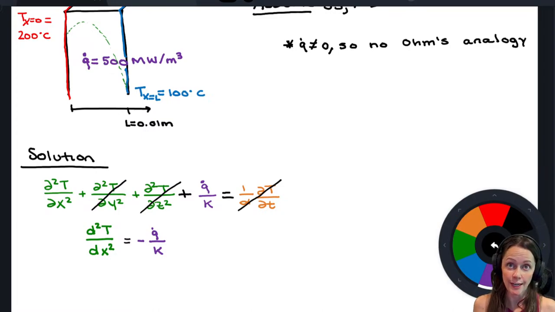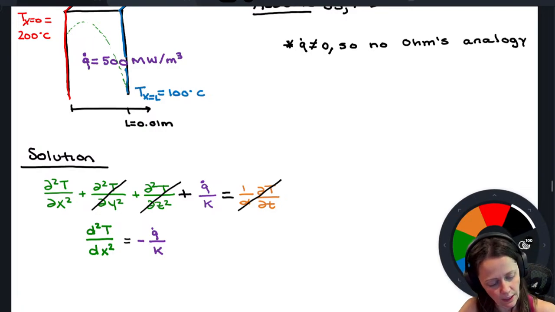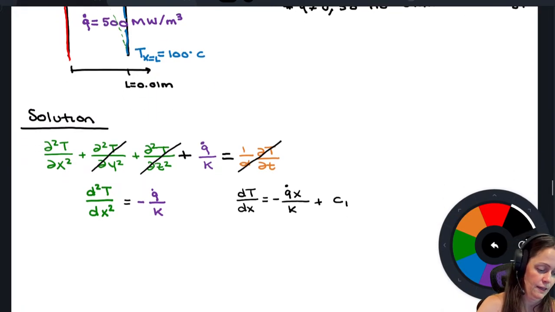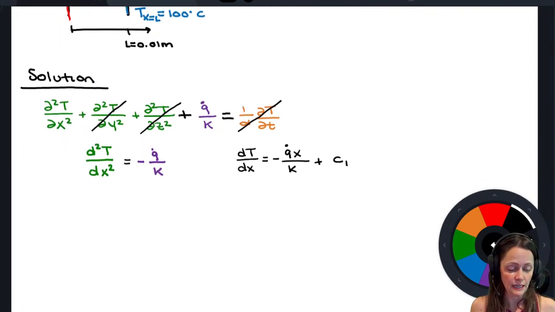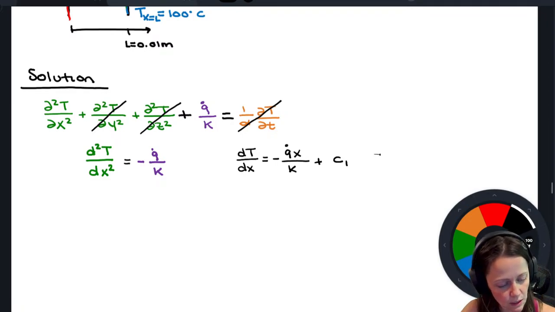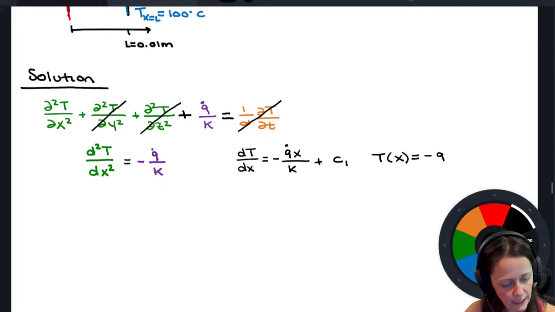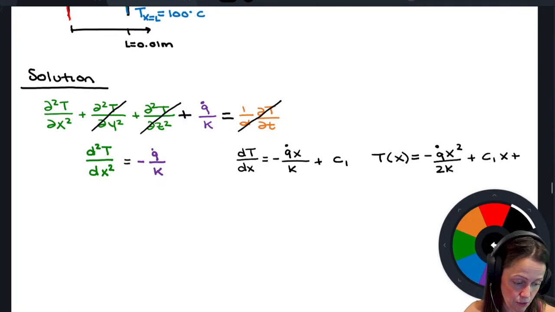And so I'm going to multiply both sides by dx, take the integral, and I should be left with dT/dx equals negative q dot x over k plus C1. I take the integral again, multiplying both sides by dx, and I should be left with my general equation, T as a function of x, equal to negative q dot x squared over 2k plus C1 x plus another constant of integration, C2.